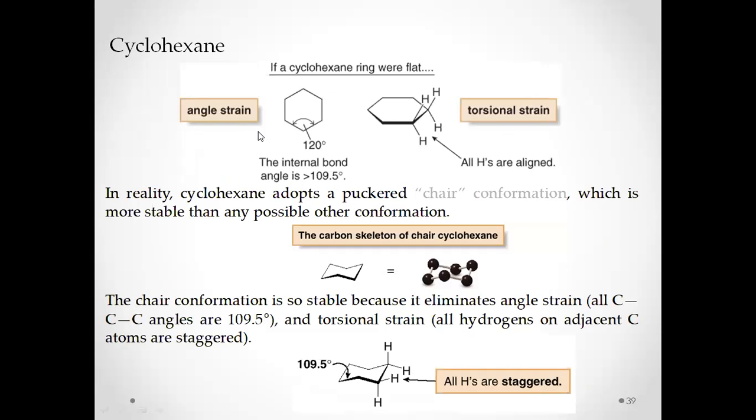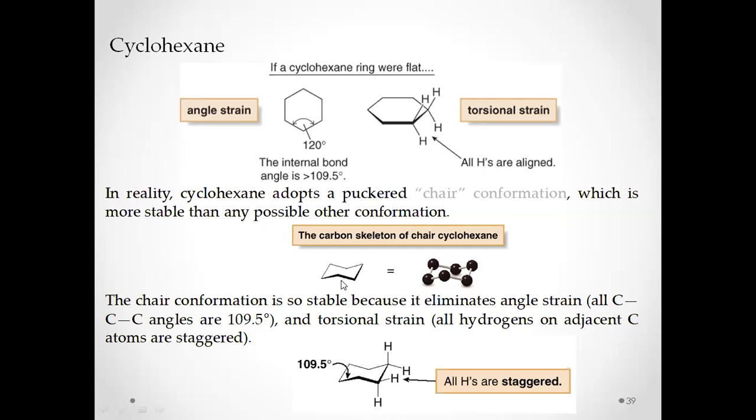Now cyclohexane. We will see why it is stable. As we can see here, if we draw this structure of cyclohexane, it will have angle strain because its internal bond angle is greater than 109.5 degrees. But it converts into this form. This is its staggered form. Here all hydrogens are staggered and it doesn't have any type of strain. So it is most stable.